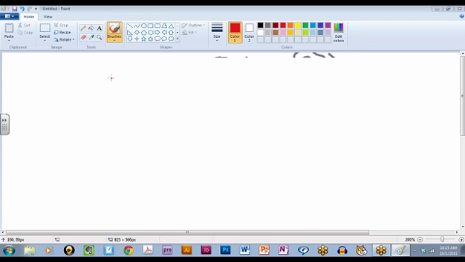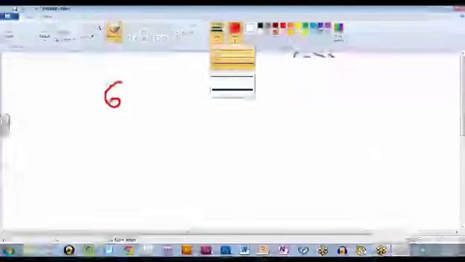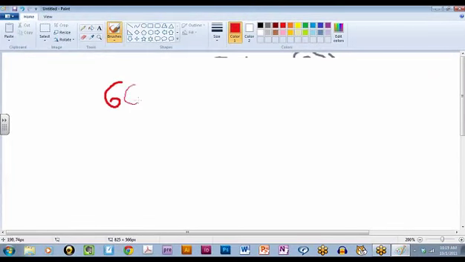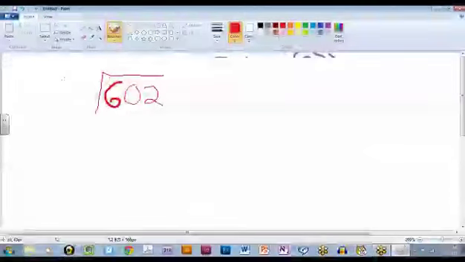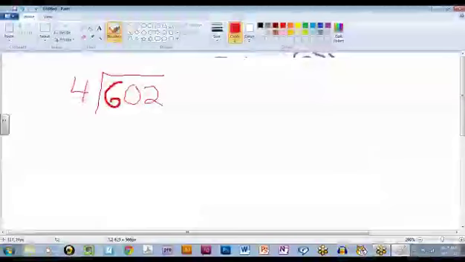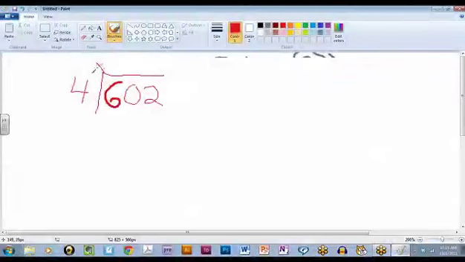Okay, so the first problem, Josh, I'm going to show you. We're going to do 602. Let me make these lines a little smaller, thinner. There we go. We're going to do 602 divided by 4. We put the little division sign there, remember?